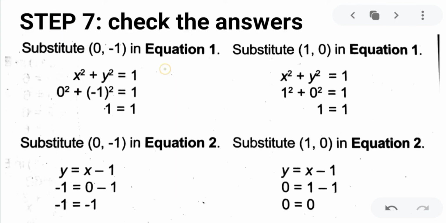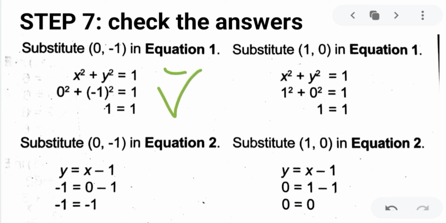So we have here x squared plus y squared as our equation 1 equals 1. The value of your x is 0. The value of your y is negative 1. Substitute: 0 squared, that is 0, cancel. Then negative 1 squared, that is 1. 1 equals 1. So therefore, the equation here is true.